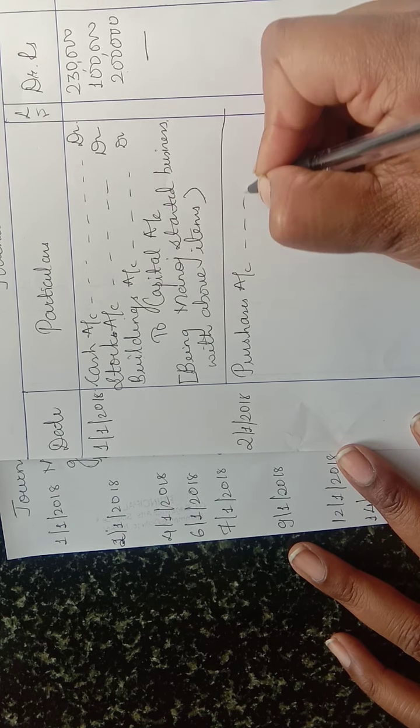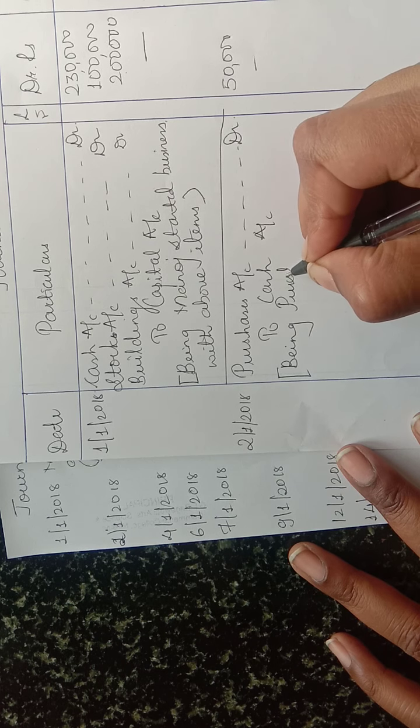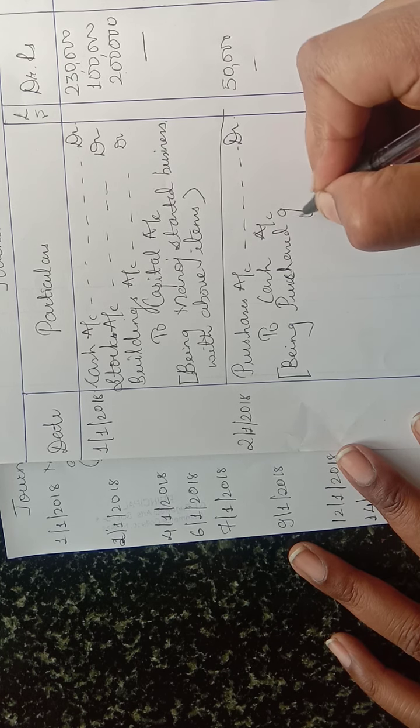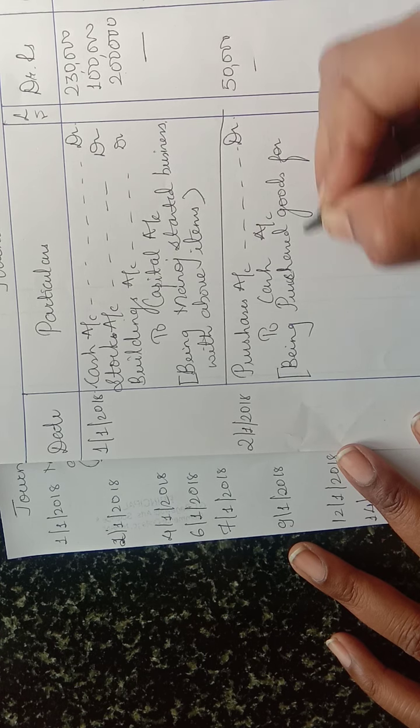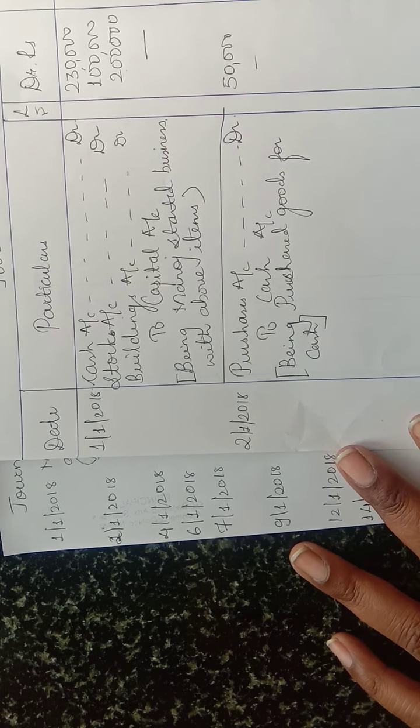Purchases account debit to cash account. Amount 50,000. Right, narration. Being purchase goods for cash. Okay, draw the line.